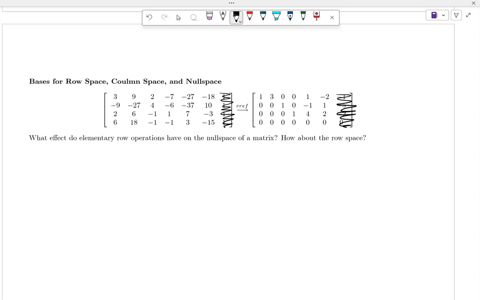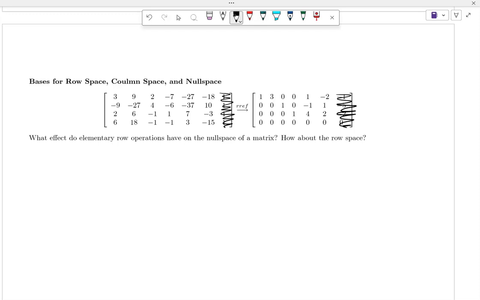So what possible effect could elementary row operations have on the null space? Does it change it at all? Do elementary row operations change it if what we do is perform elementary row operations to find it? No. Okay? So elementary row operations have absolutely no effect on the null space. It's literally what we use to find it, right? So nothing happens to the null space.